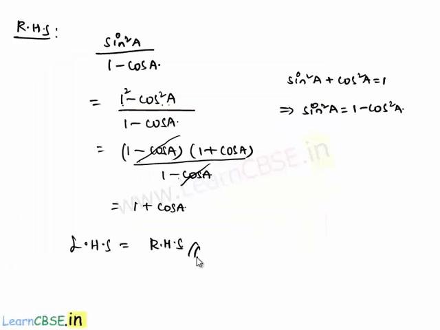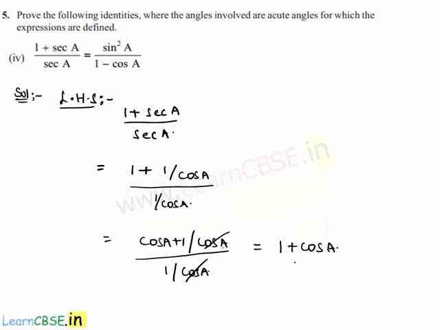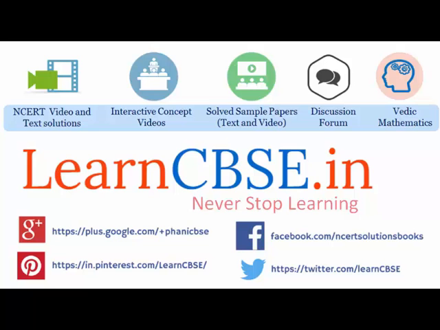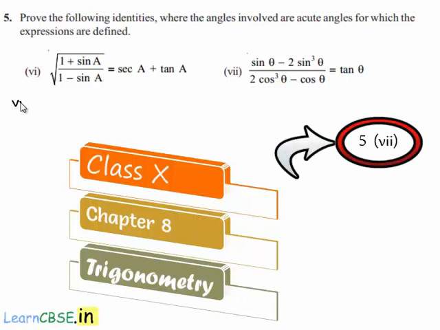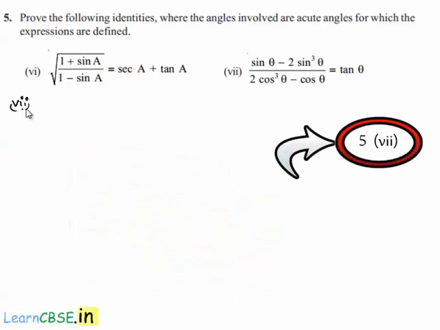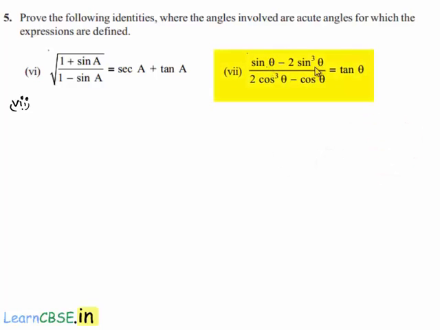So the equality (1 + sec A)/sec A = sin² A/(1 − cos A) is correct. Now moving on to the 7th bit of the 5th problem. He has asked us to prove that (sin θ − 2 sin³ θ)/(2 cos³ θ − cos θ) is equal to tan θ.